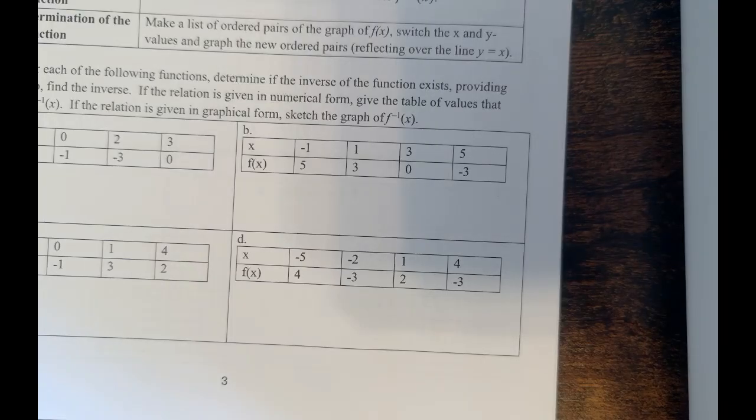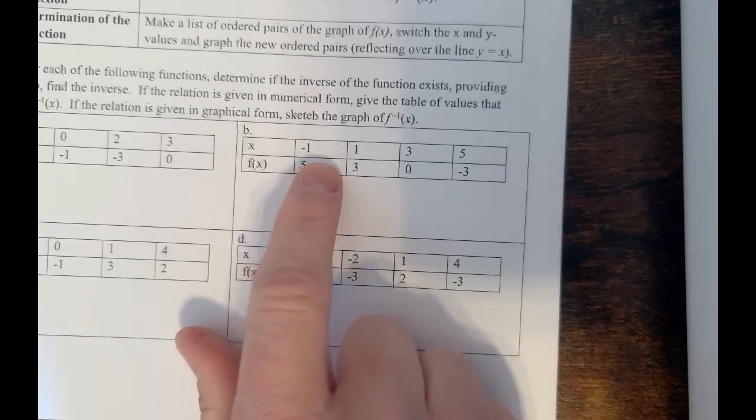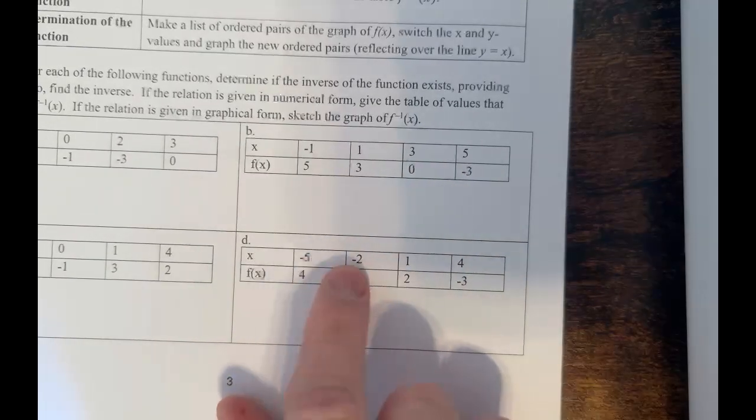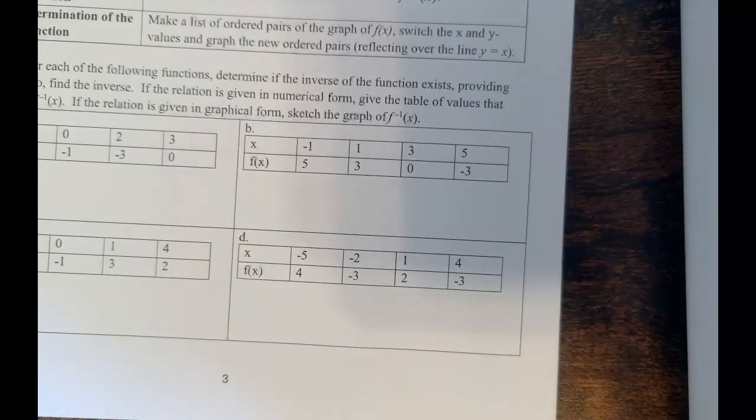All right, recall we said something's a function if you don't have any of the same x's going to two different y's, or basically no repeating x's. So I'm going to look at B and D. Are there any repeating x's? No, and no. Now a one-to-one function is a function such that there's no repeating x's and no repeating y's.